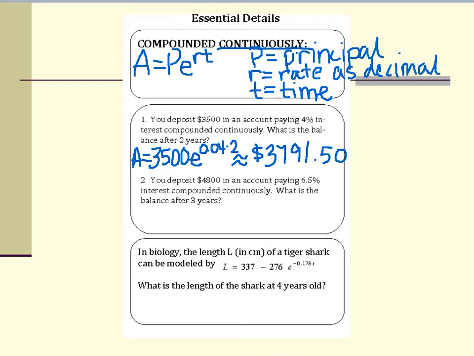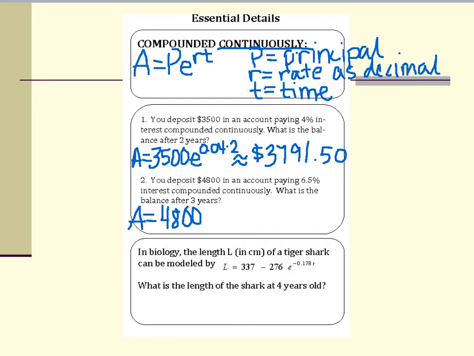Let's try this next one. What you could do is pause the video and try it on your own. That would be great practice. Okay, so we use our formula here. A equals, it says you deposit $4,800 in an account. So 4,800 is our principal. It says it's paying 6.5% interest compounded continuously.